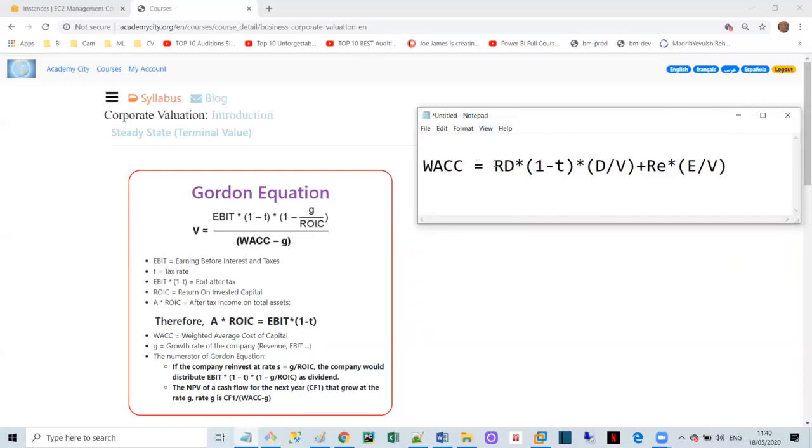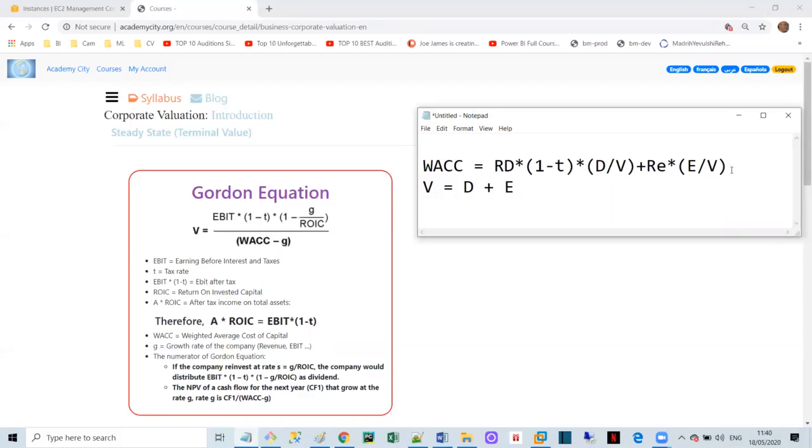Okay, so the WACC is made of a weighted average of those two. Why is it a weighted average? Because V is equal to D plus E. Those are the weights. Together, this plus this will give me 1. And if you notice, the WACC, which is in the denominator, already takes the tax effect into account. So if I'm using these equations and I'm taking the taxes into account already in the WACC, I should not take them a second time in the numerator.